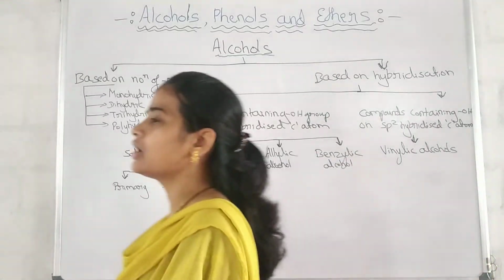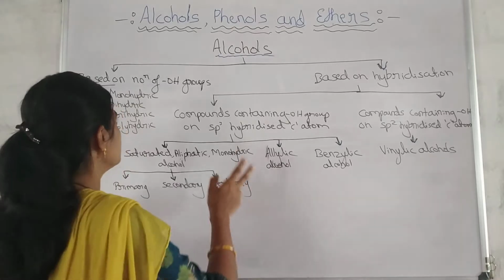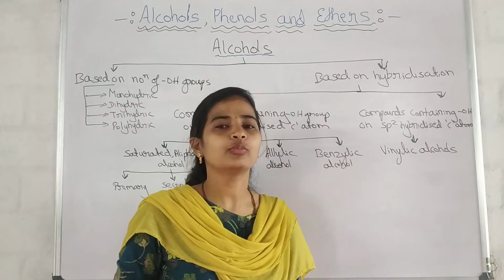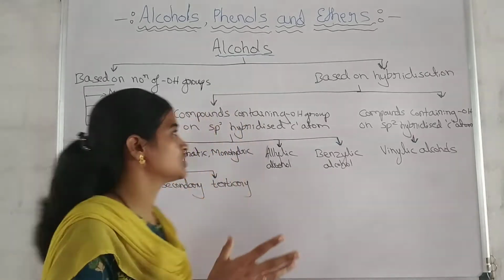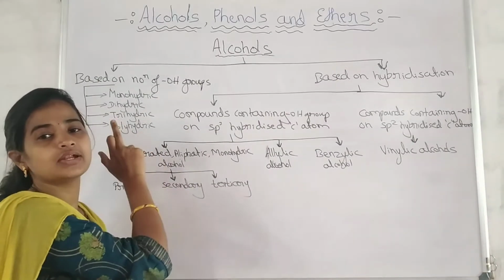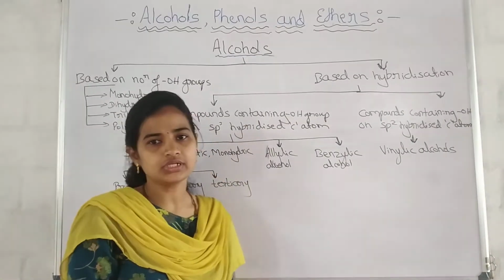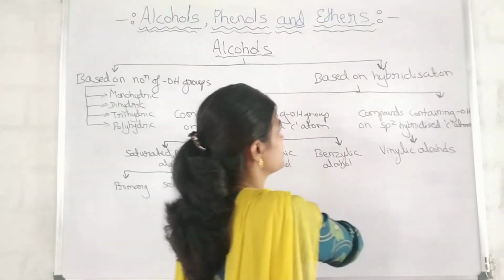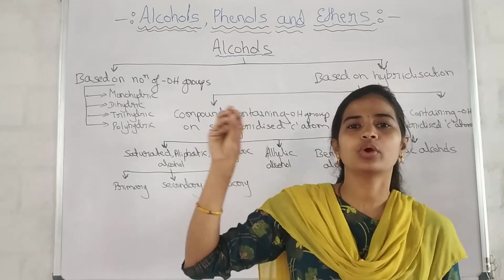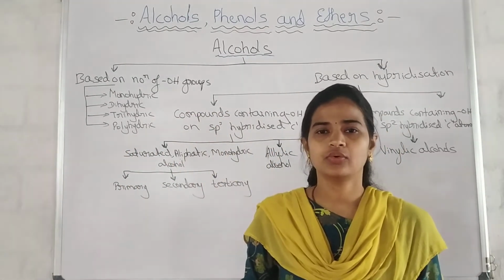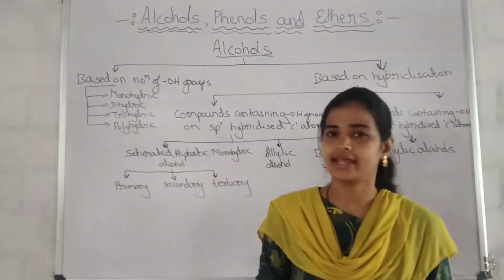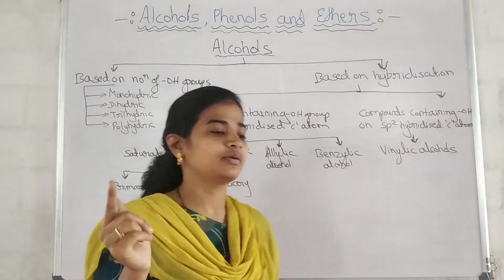Alcohols are mainly classified in two categories. One is based on the number of OH groups. In a molecule, how many OH groups are present? Based on that, classification is done as monohydric alcohols, dihydric alcohols, trihydric alcohols, and polyhydric alcohols. Next classification is based on the hybridization of the carbon atom to which the OH group is attached.